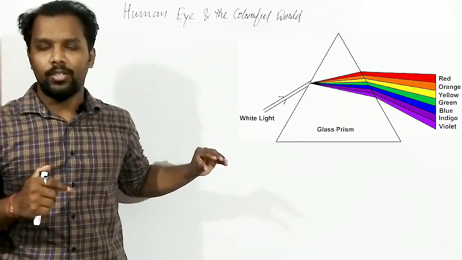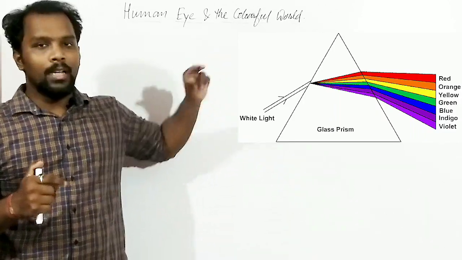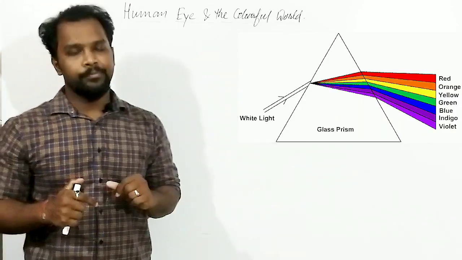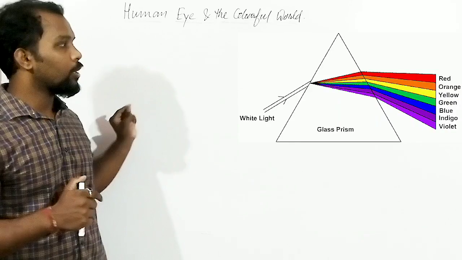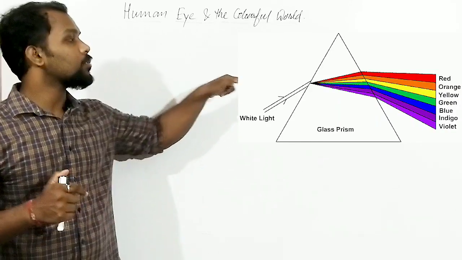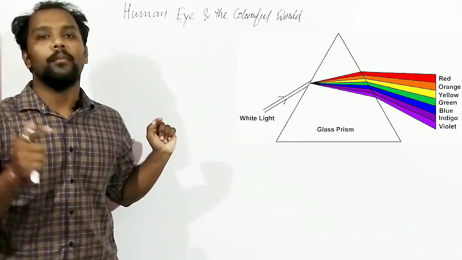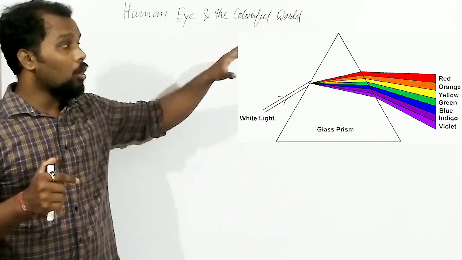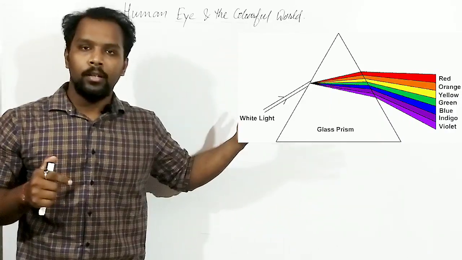We are getting some kind of band structure, all the colors in different bands. Those bands are known as the spectrum. When we apply one white light on the surface of the prism, we get 7 different colors of band, and all those 7 colors of band are known as the spectrum.